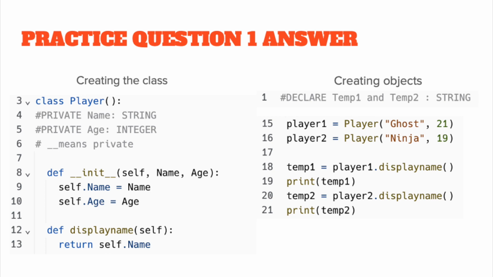And similarly, we can do temp2, which is going to be focused on player 2's name. So player2.displayName() is going to call the method in the class, and it's going to return the name and store it in temp2, and then we can print temp2 out. And that's how we create objects, and that's how we can use methods to get data back once we've created an object based on a class.